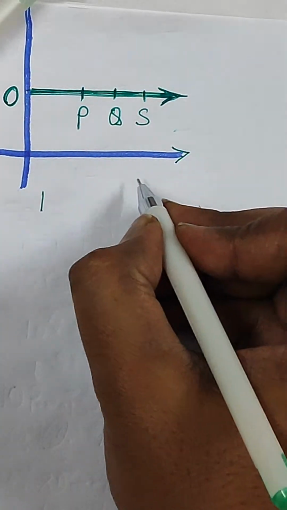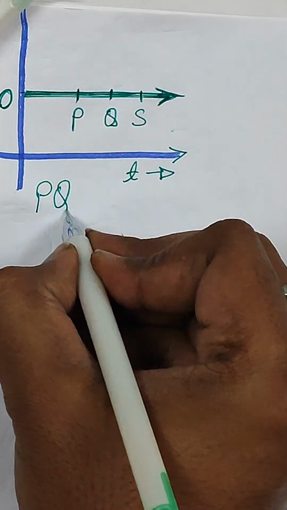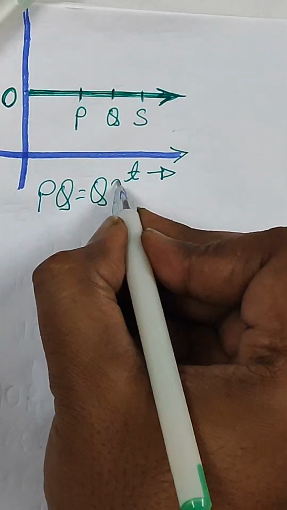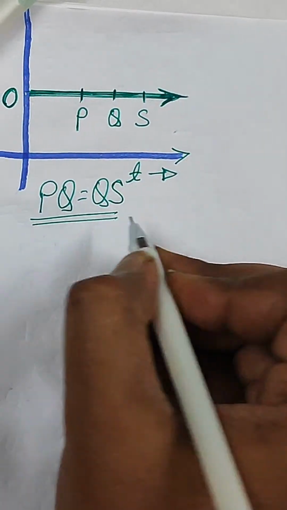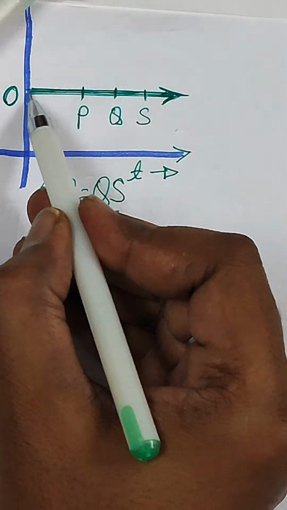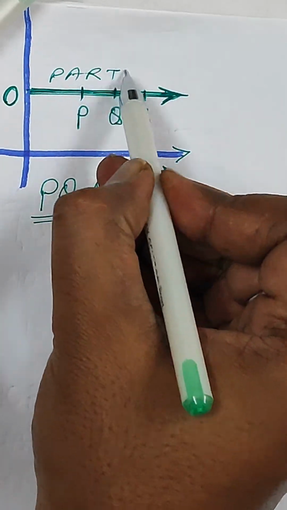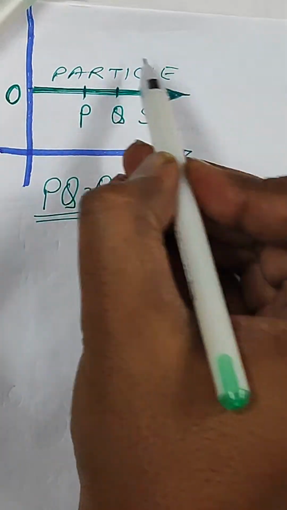where it's given that PQ is equal to QS. This is the time stamp, right? It's given that PQ is equal to QS. This is given to you in the question, and let me read out the question. A particle is moving with uniform velocity. You can see this particle. This is the movement of the particle, this graph, right?